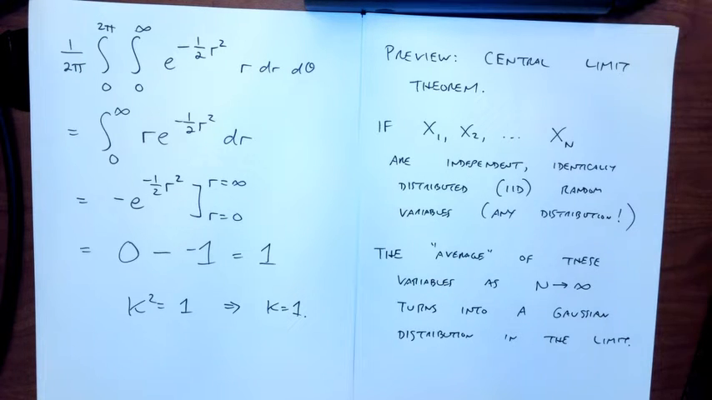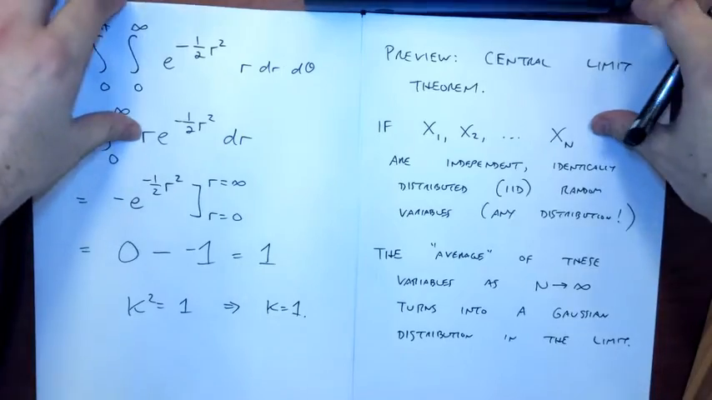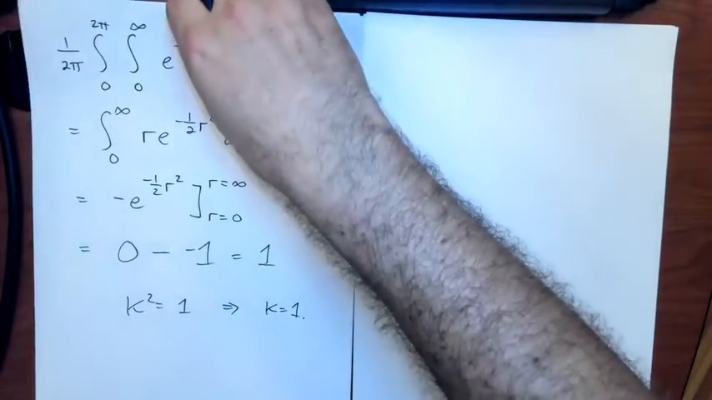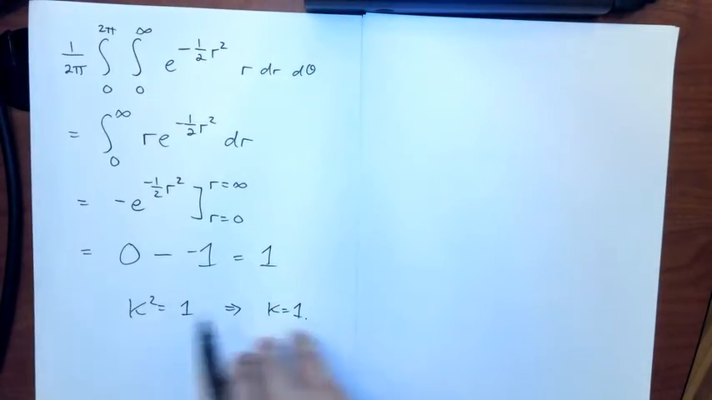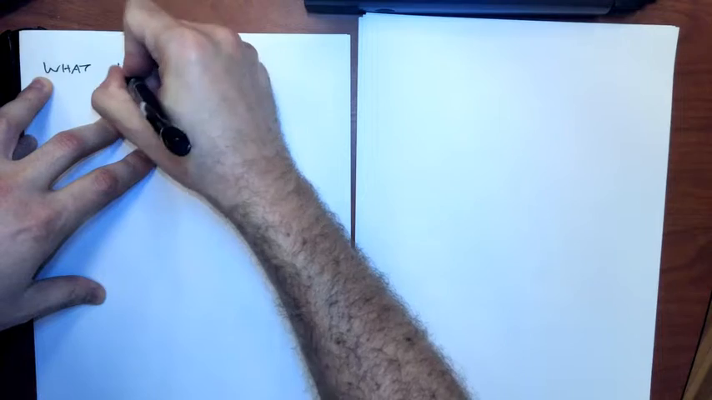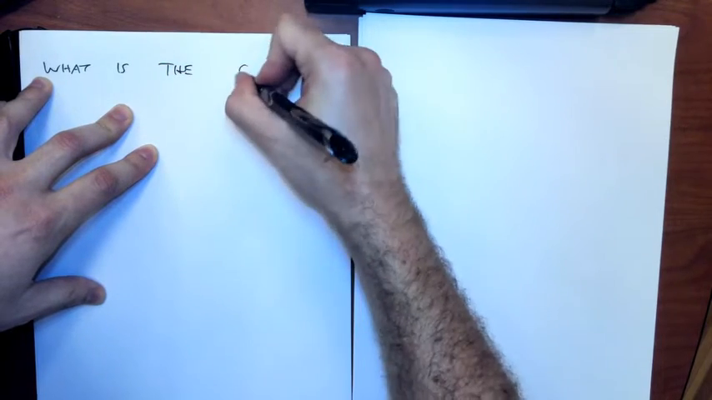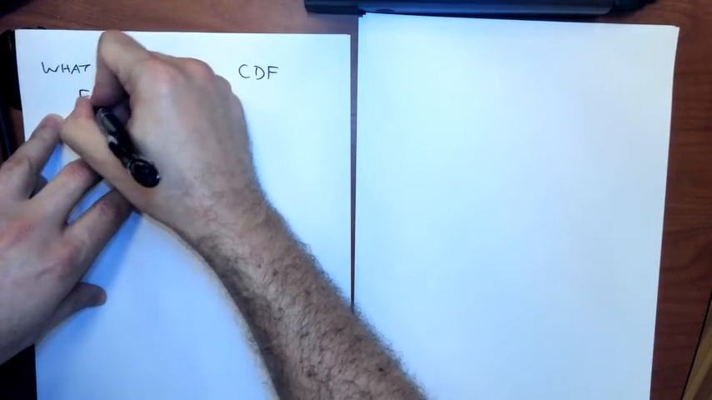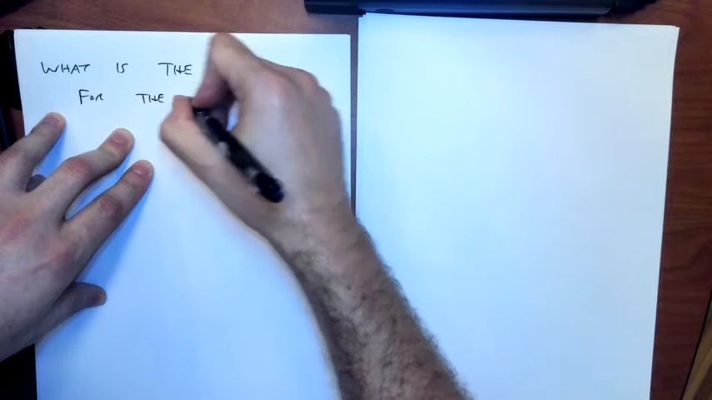All right, so I told you about the PDF of the Gaussian. So the natural next question is, what is the CDF of the Gaussian, the cumulative distribution function? So let's remind ourselves what that means. What is the CDF for the Gaussian random variable?